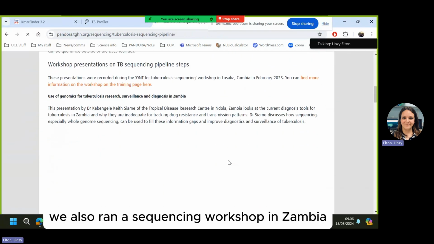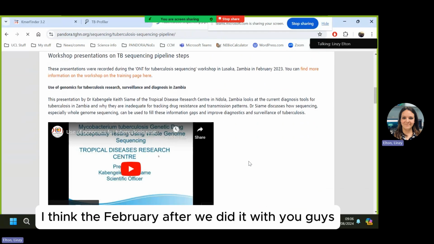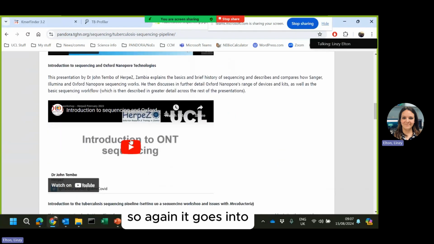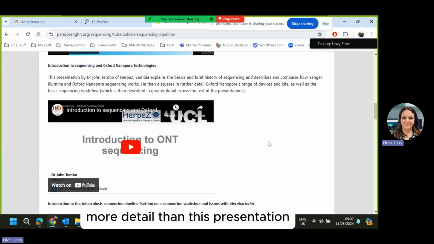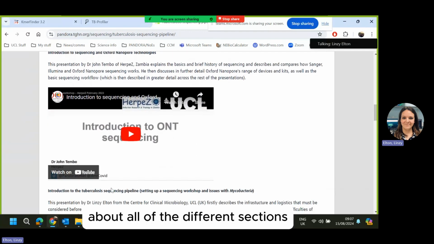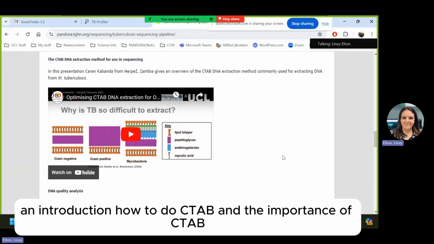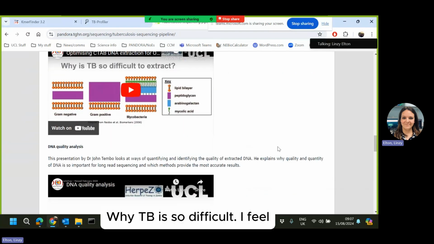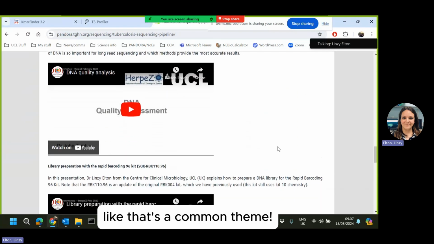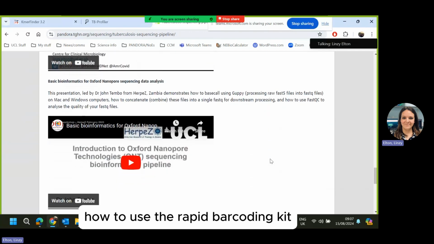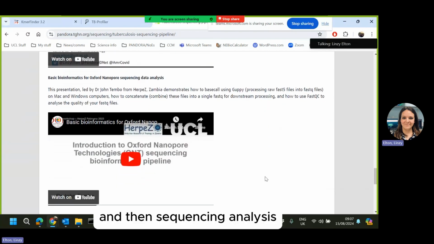We also ran a sequencing workshop in Zambia, I think the February after we did it with you guys, and I actually recorded all of those presentations. Again, it goes into more detail than this presentation about all of the different sections: an introduction, how to do CTAB and the importance of CTAB, why TB is so difficult. I feel like that's a common theme. And then the library preparation, how to use the rapid barcoding kit, and then sequencing analysis.